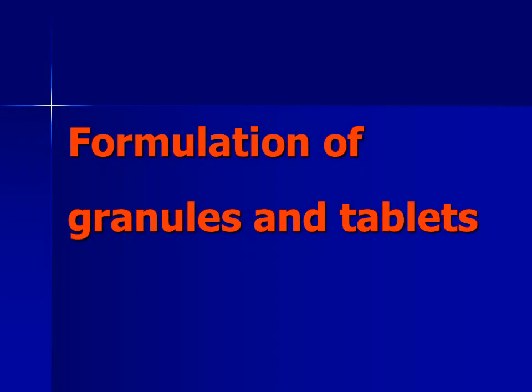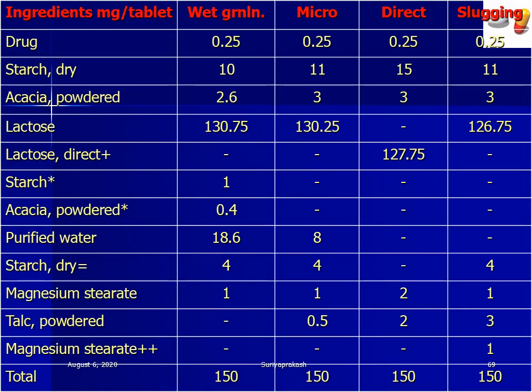So now the formulation of granules. This is the formulation. Don't worry too much about it, right? This is the drug, 0.25 already available. They are already doing it with dry starch 10 milligram for wet granulation. For micro granulation 11 milligram, direct compression 15, slugging, that is double compression, 11. This is starch dry. Acacia powder is a binding agent.